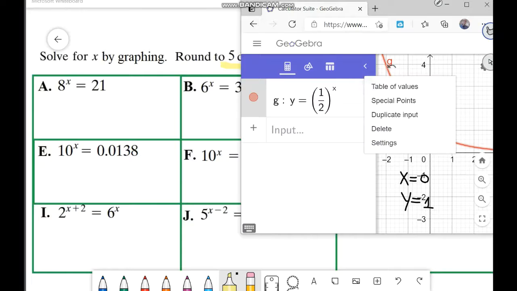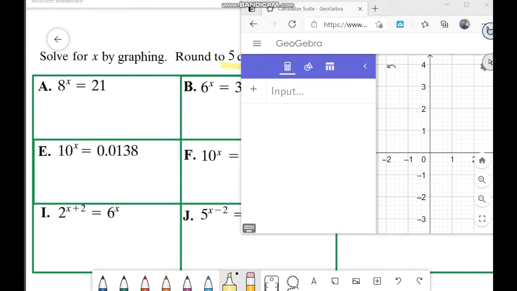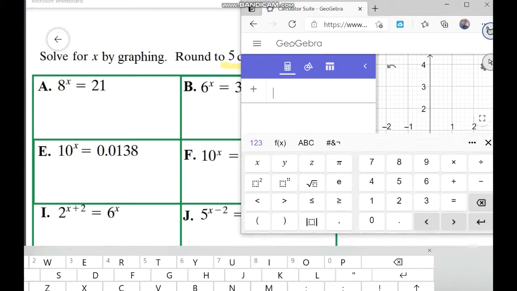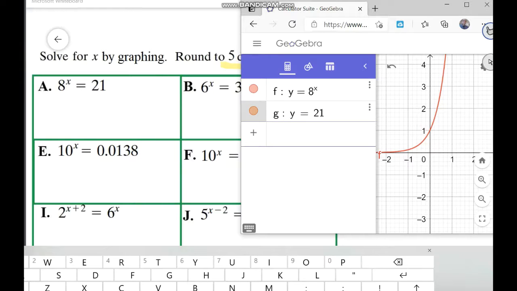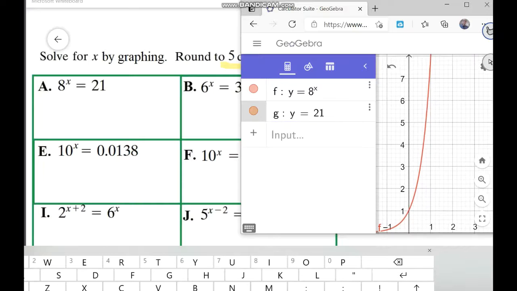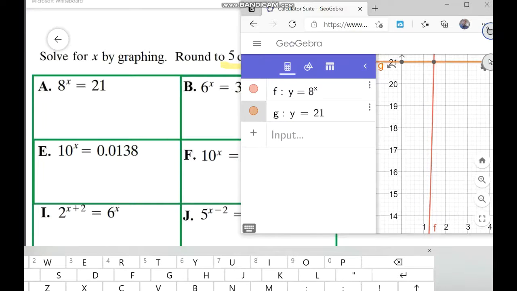We will do this by graphing using our graphing calculator. Let me clear this up, erase everything. The left hand side of the equation, you're going to write on the first line: y equals 8 exponent x. Enter. The right hand side of the equation, you're going to write on the second line: y equals 21. Enter. Now you have 2 graphs. You will find the solution by locating the intersection. Let's find the intersection, and the intersection is up here.